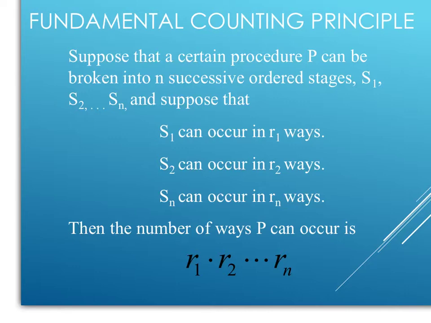So basically, we have successive stages. So we have different stages, so maybe stage 1, stage 2, stage 3. Stage 1 can occur in this many ways, R1 ways. Stage 2 can occur in R2 ways, and stage 3 can occur in R3 ways. And we would just multiply those together to get our number of combinations. And so now we're going to revisit example 2 using that information.